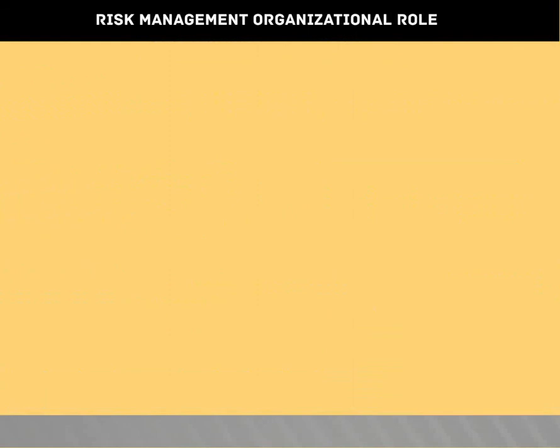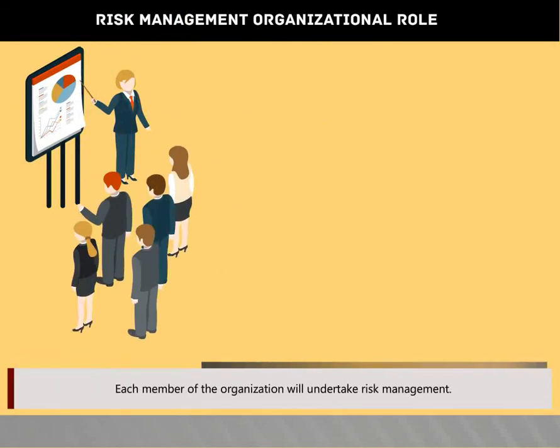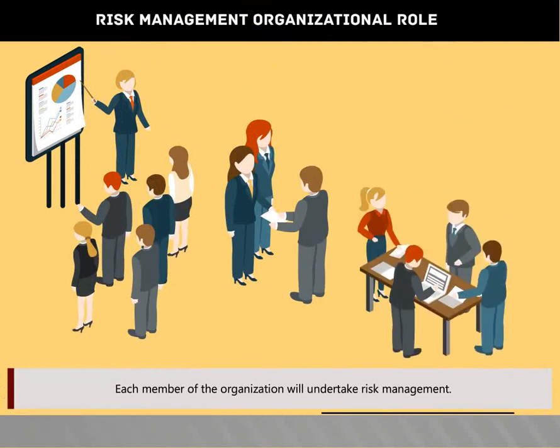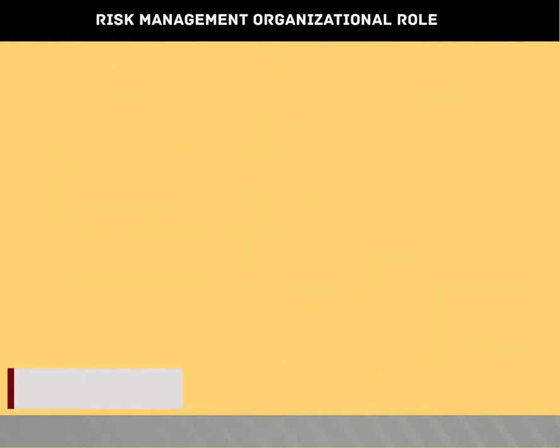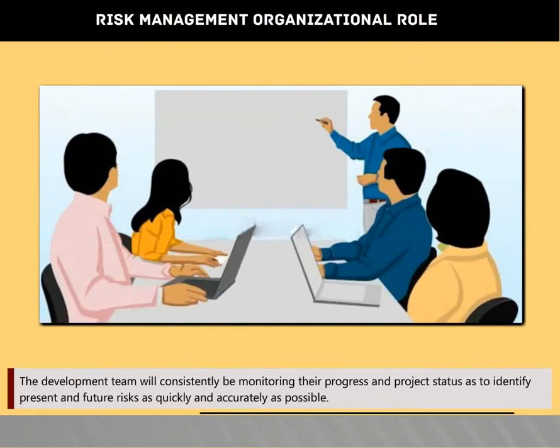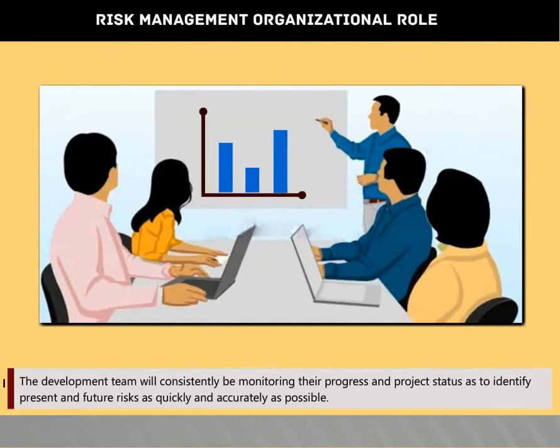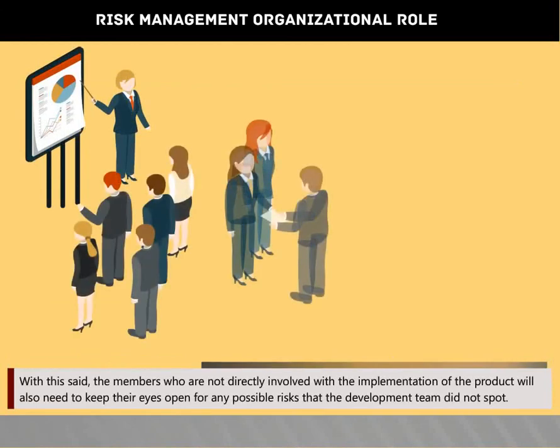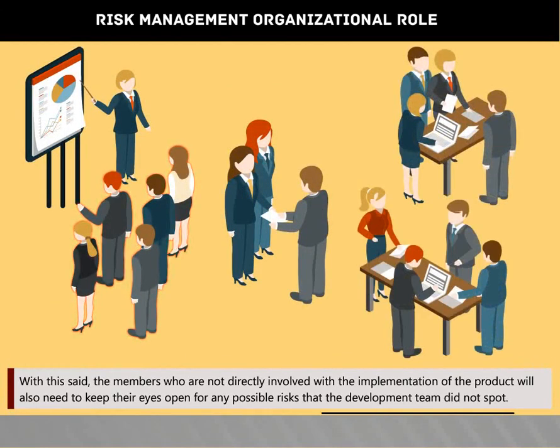Risk management organizational role. Each member of the organization will undertake risk management. The development team will consistently be monitoring their progress and project status so as to identify present and future risks as quickly and accurately as possible. With this said, the members who are not directly involved with the implementation of the product will also need to keep their eyes open for any possible risks that the development team did not spot.